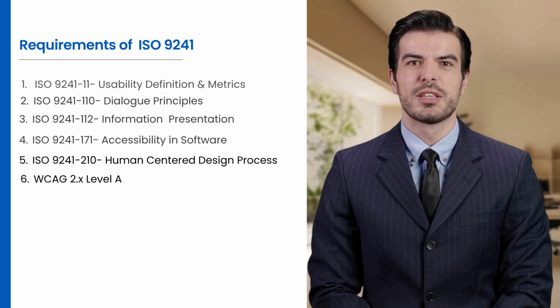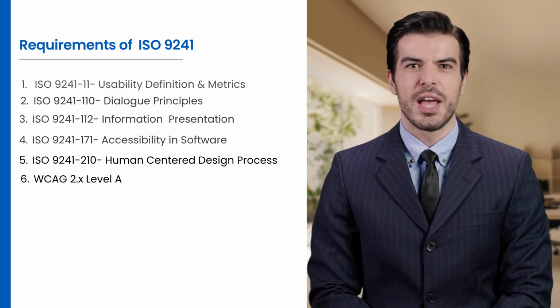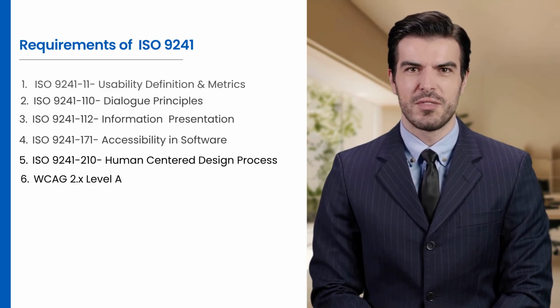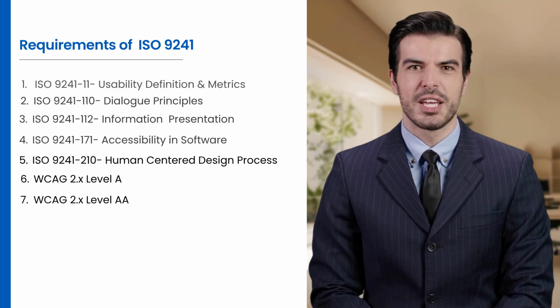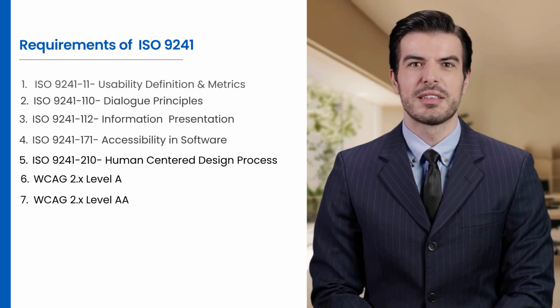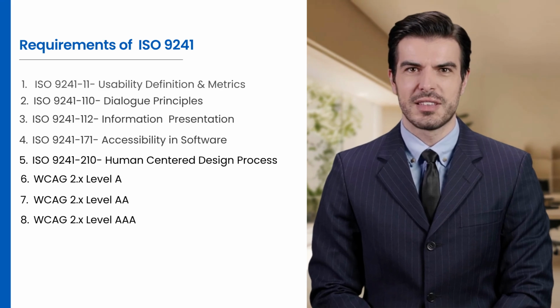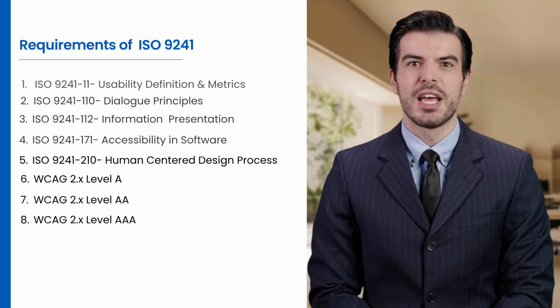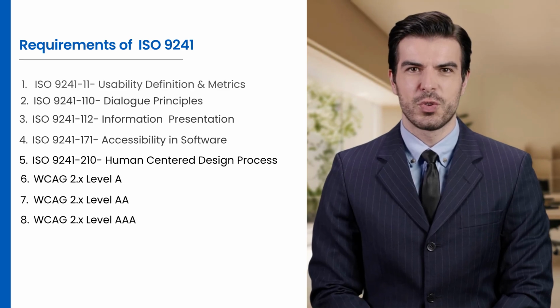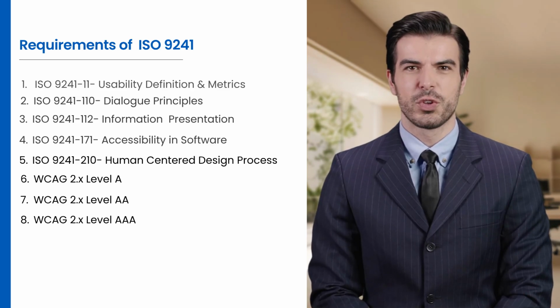In addition, WCAG 2.x standards define accessibility levels. Level A covers basic accessibility, Level AA ensures wider usability and is the industry standard, and Level AAA represents the highest level of accessibility compliance. Together, these standards ensure systems are usable, accessible, and user-focused.